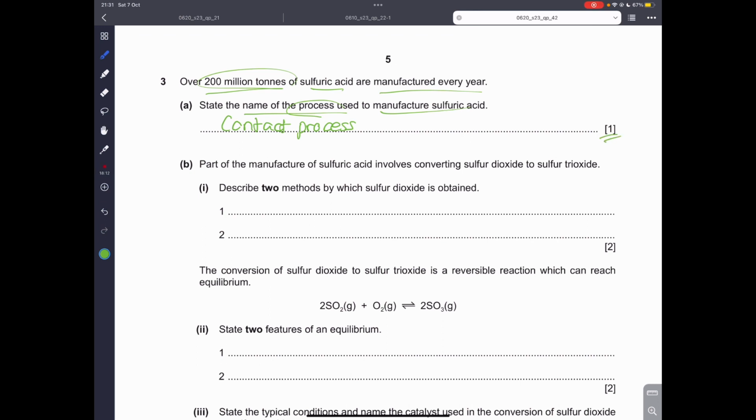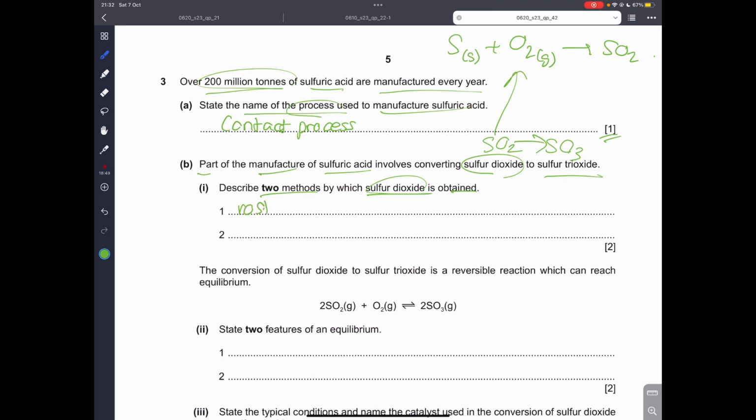Okay, moving on. Part of the manufacture of sulfuric acid involves converting sulfur dioxide, SO2, into sulfur trioxide, SO3. Now for this reaction, we actually need a catalyst. But let's see what the question asks. It says, describe 2 methods by which sulfur dioxide is obtained. Well, we can obtain sulfur dioxide by burning sulfur ores, right? So if we burn sulfur with oxygen, it's going to produce sulfur dioxide. So one of the methods is to burn sulfur ores.